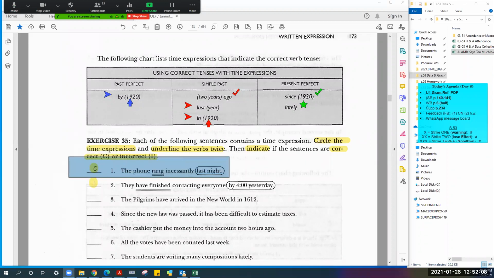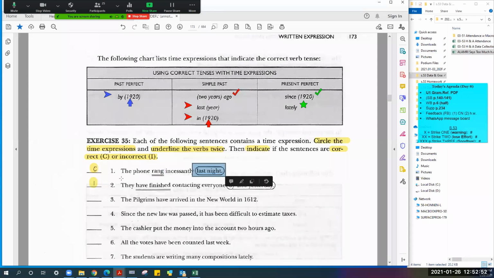Mustafa, number 1. The phone rang incessantly. If you say cease, it means to stop. So incessantly means without stopping. The phone rang without stopping last night. Now the key word is last night. Do you see that? Understand? Now, what is the tense? Rang, verb 2, past simple. Do they match? Yes. They match. So this example is correct.